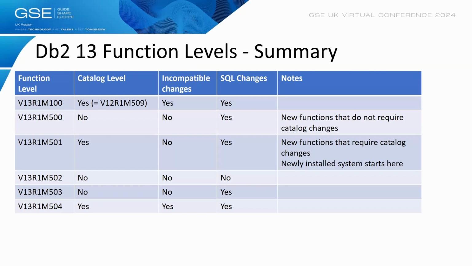And then there were a few more function levels released. And by the way, this table is not up to date. I just checked this morning, and 505 was released. So if you want to check later, go to the IBM website and see what's new in 505. And there are some nice features as well. I will not talk about them because I don't have them covered yet, but there are some features that might be interesting too.